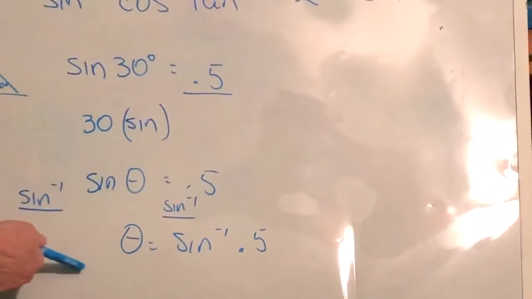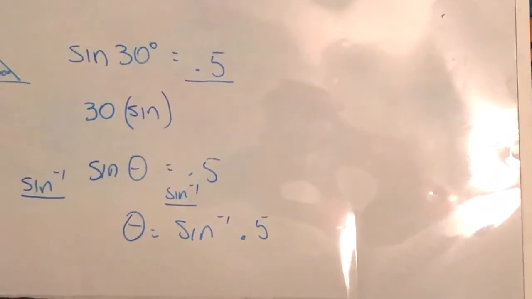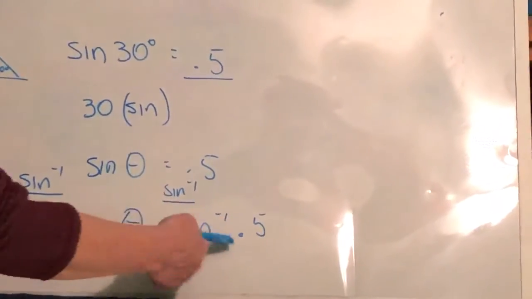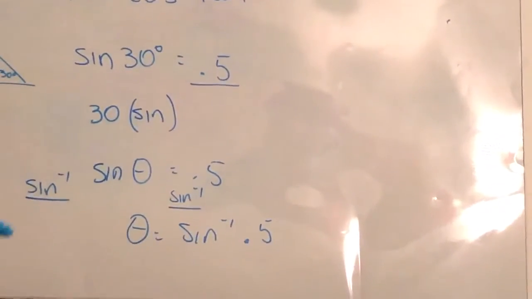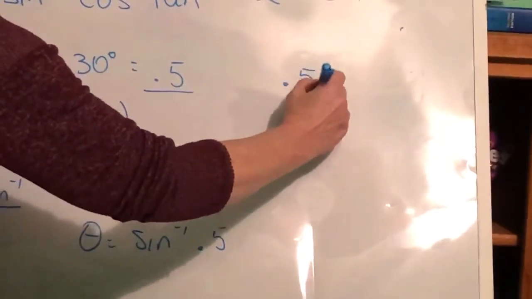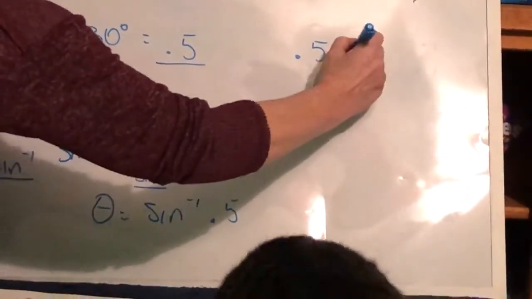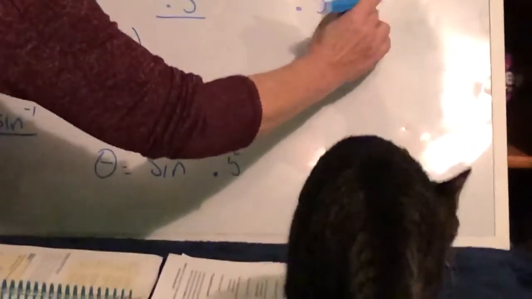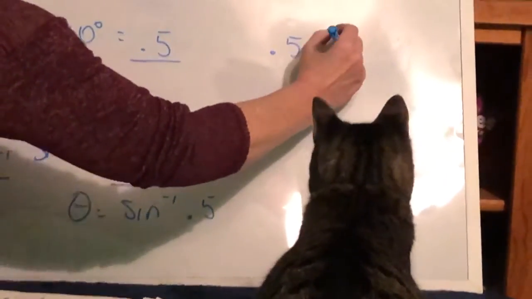Now what this basically boils down to in your calculator is I'm going to put in 0.5 and push the inverse sine button. So 0.5, my number goes in first, and then I'm going to push the second button.